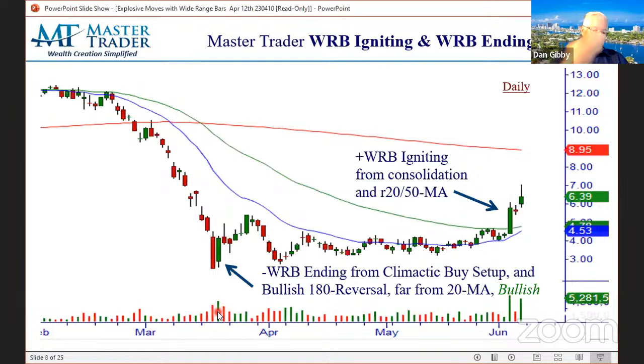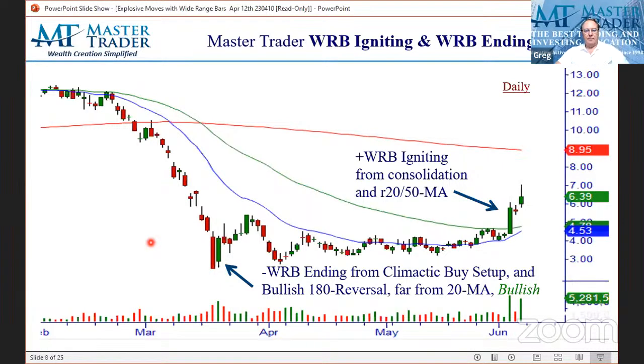And this, last Monday, we did, Greg, we did MT Live on reading volume spikes. This is a great example of ending volume and igniting volume. Notice the pickup in volume on the igniting and the ending. What does ending mean? It's the biggest red bar after a huge fluid decline far from the 20. That's the definition. A couple of questions here related to the same thing that we've gotten.